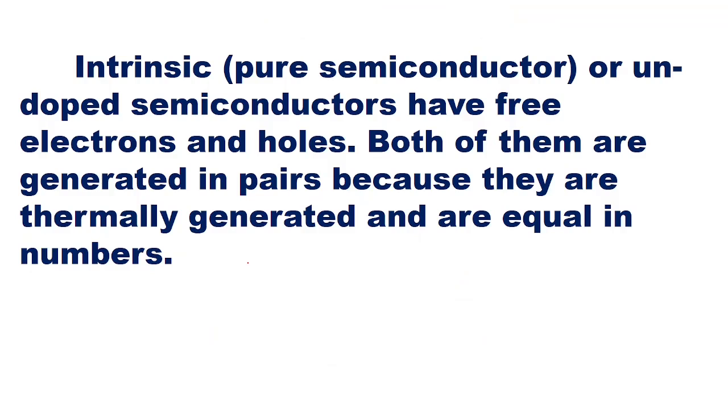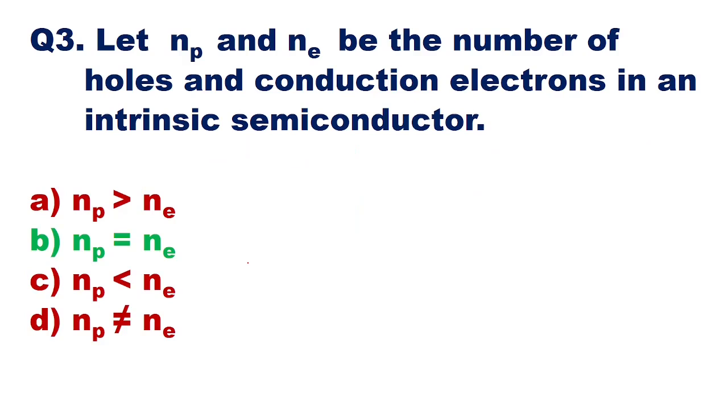So intrinsic or undoped semiconductors have free electrons and holes. Both of them are generated in pairs because they are thermally generated, and are equal in numbers. Because of this, the second option, that is Np equal to Ne, is the correct option. That is, the number of holes is equal to the number of conduction electrons or free electrons in an intrinsic semiconductor. So option B is the right answer.